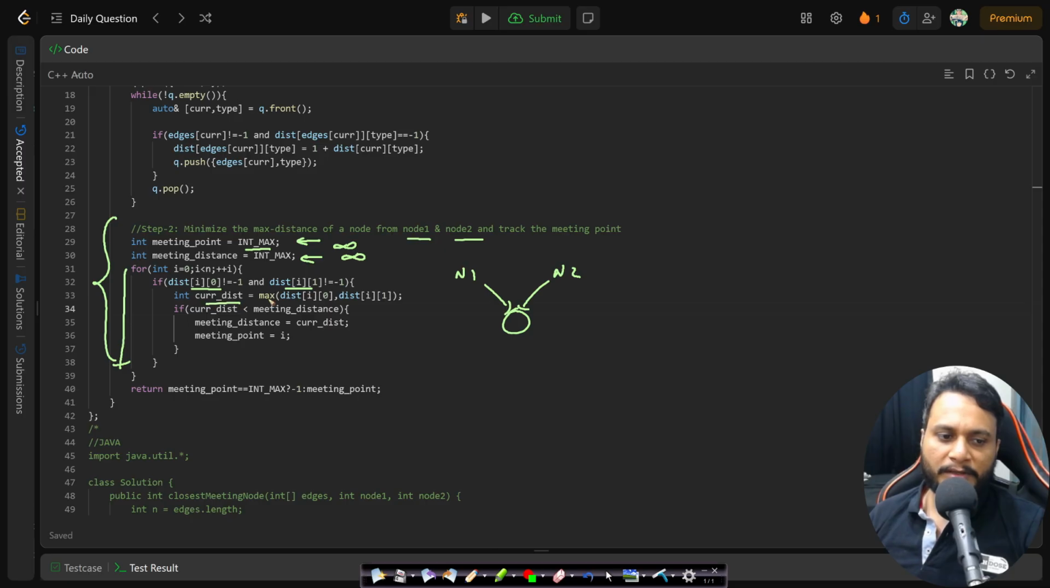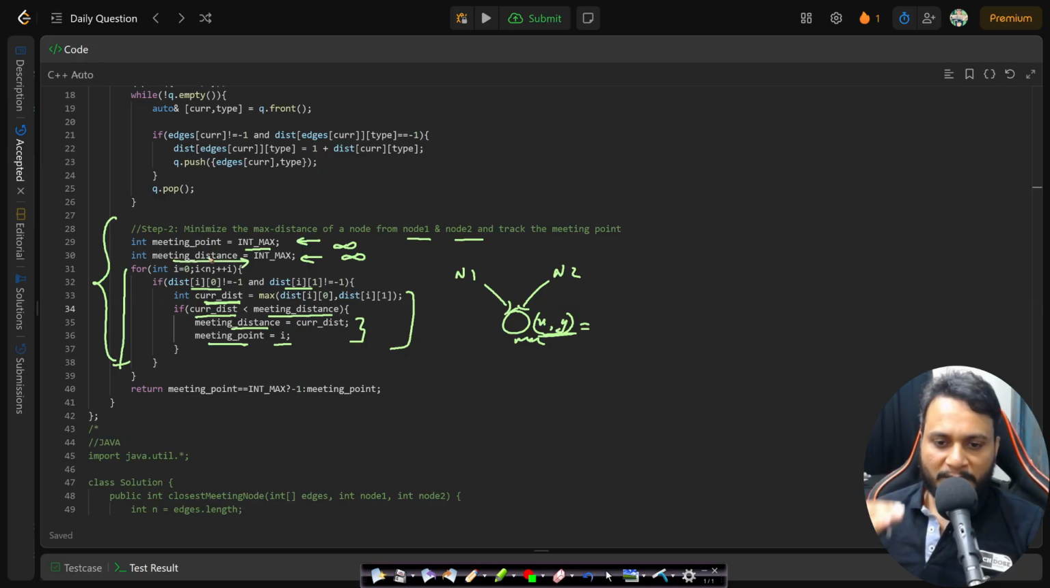If that is true, then I can calculate the current distance, which is, if the distance value is in the pair x comma y, then you need to take the max of x comma y, and that will be the current distance. And if the current distance is less than the meeting distance already known, then I will be updating the meeting distance and also saving the meeting point to be i. Okay, so this will already take care of if two nodes have the same distance value, then the one with the minimum index will be saved, because we are going in the order from minimum index to maximum index, right? And after doing all the operations, if you could not find a meeting point, then it will be -1. That means there is no meeting point. Otherwise, we need to return the meeting point.